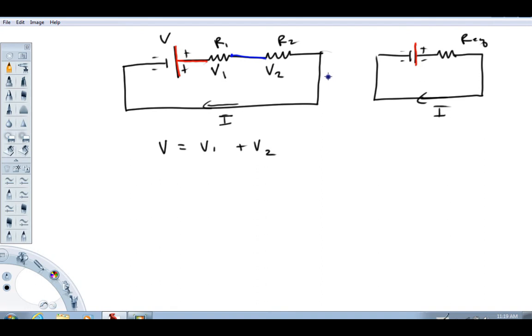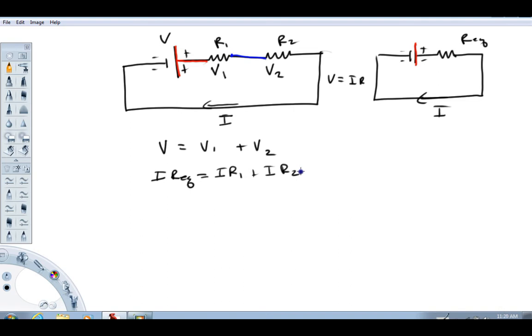And just like I did before, since V equals IR, here we can write I R equivalent. Here's where I'm getting that from. This voltage is the voltage across this, which is equal to the voltage across this. So I R equivalent is equal to the voltage across resistor 1, which is going to be I R1, plus the voltage across resistor 2, which is going to be I R2.